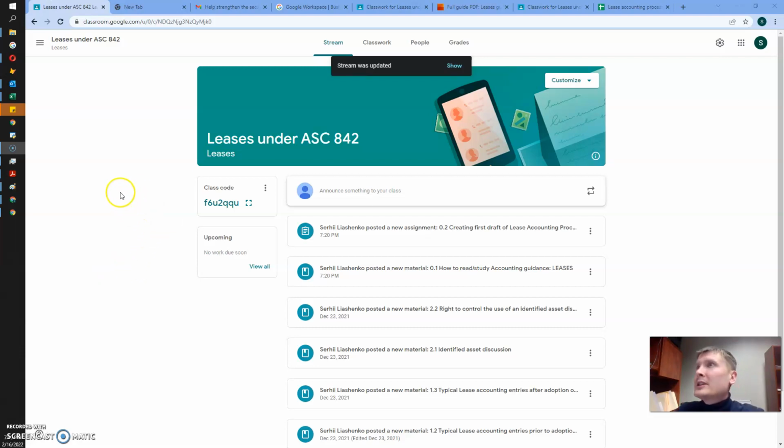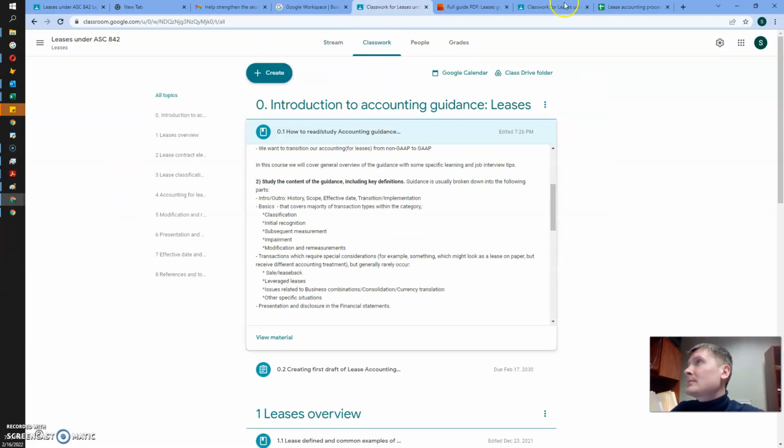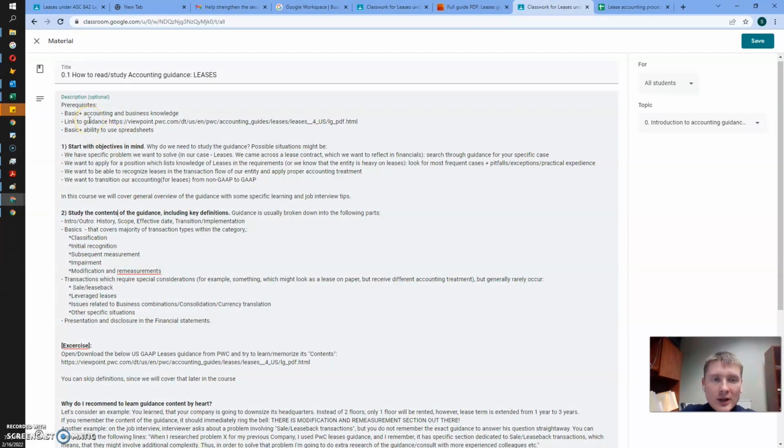What do we have in that course? Let's see. A couple of words about prerequisites for the course. Basically, you need to have some accounting knowledge and some business knowledge to understand the concepts and definitions, but you don't need to have deep knowledge. We are going to get some deep knowledge from that guidance in that course. As usual, I use PwC guidance, but other Big Four guidances are as good as the PwC one.